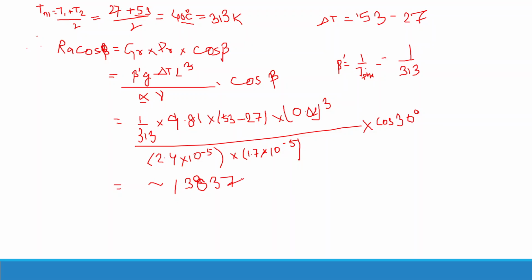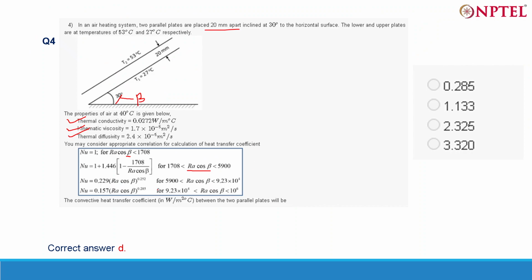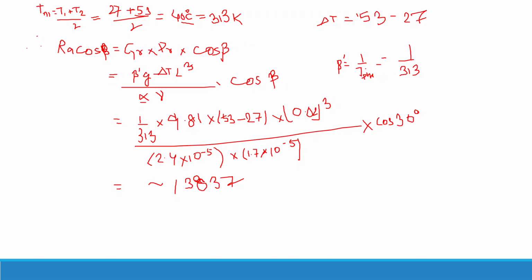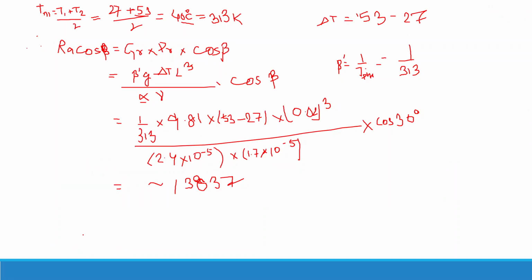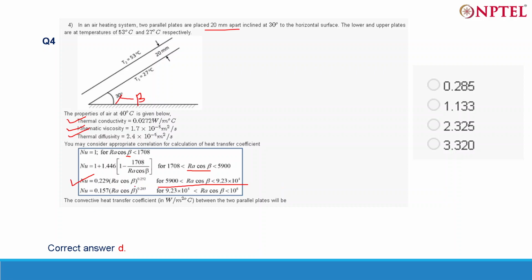So with this value, please see here, 13837 lies between 5900 and 9.23 into 10 to the power 4. So we will use this expression of Nusselt number. Nusselt number equals 0.229 into Ra cos beta, calculated above, to the power 0.252. Okay, this equation.